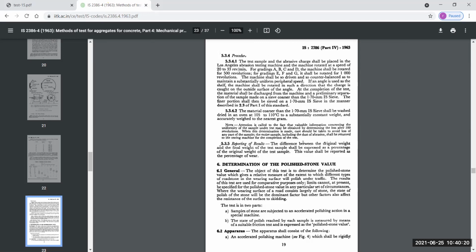At the completion of the test, the material shall be discharged from the machine and a preliminary separation of the sample made on a sieve coarser than 1.70 mm IS sieve. The finer portion shall then be sieved on a 1.70 mm IS sieve. The material coarser than 1.70 mm IS sieve shall be washed and dried in an oven at 105 to 110 degrees Celsius to a substantially constant weight and accurately weighed to the nearest gram.